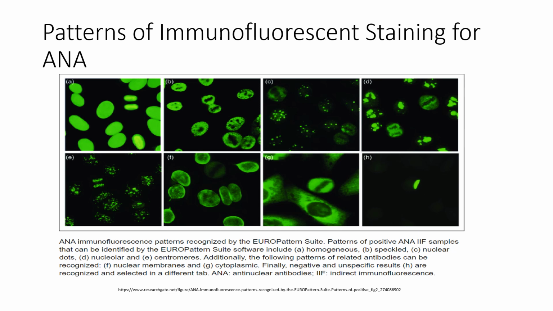Additionally, the following patterns of related antibodies can be recognized. So the second one below, we have the nuclear membranes. The third is cytoplasmic. And finally, negative and unspecific results, we have the last one, the low part, are recognized and selected in a different tab. So ANA are anti-nuclear antibodies and indirect immunofluorescence.